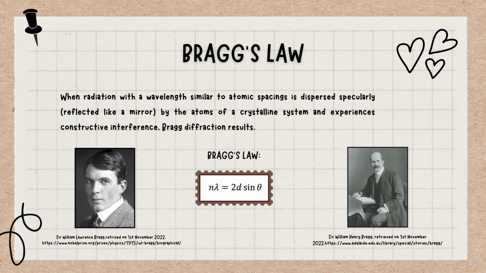Bragg's law: when radiation with a wavelength similar to atomic spacings is dispersed specularly, reflected like a mirror, by the atoms of a crystalline system and experiences constructive interference, Bragg diffraction results. In a crystalline material, the waves are dispersed from lattice planes that are d layers apart from one another. The scattered waves maintain phase when they constructively interfere. The wavelength, the glancing angle, and the grating constant d of the crystal are connected by the relation lambda equals 2d sin theta.